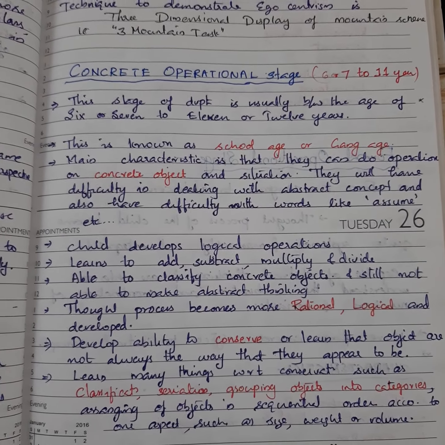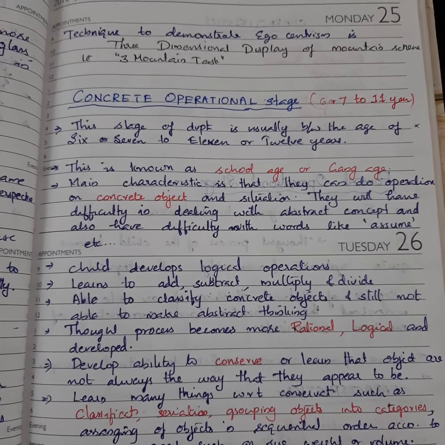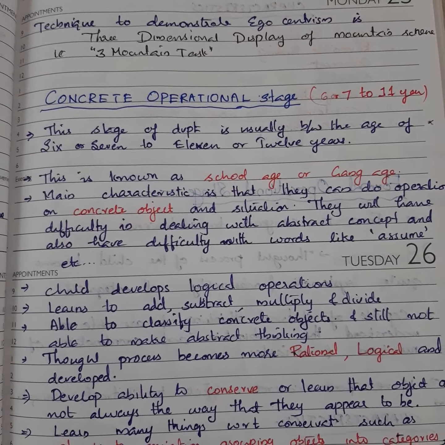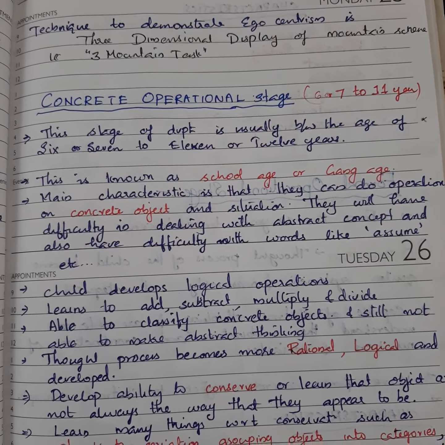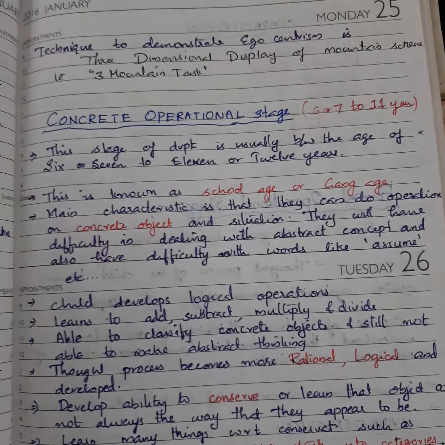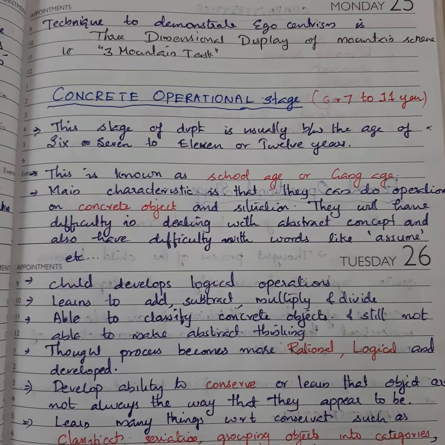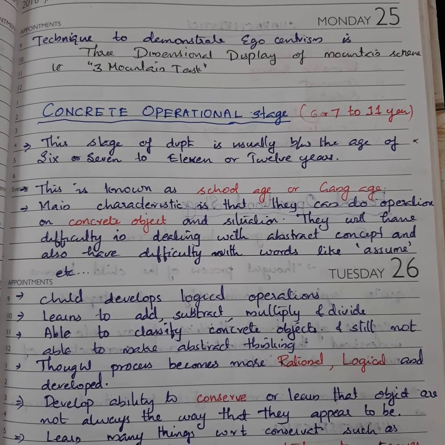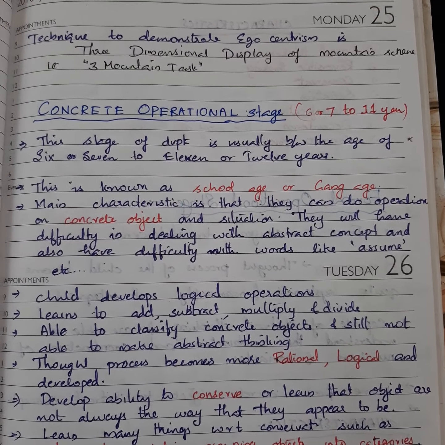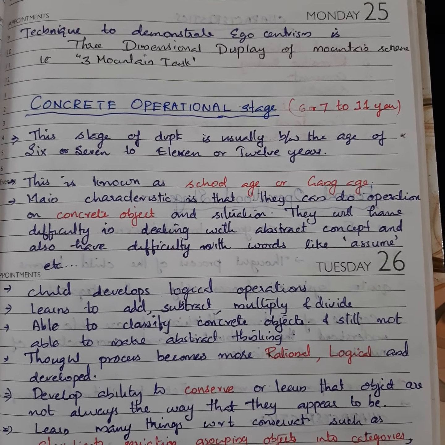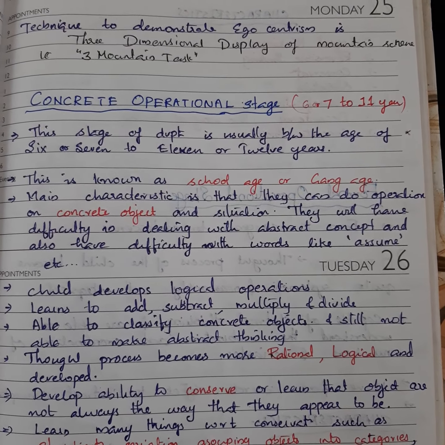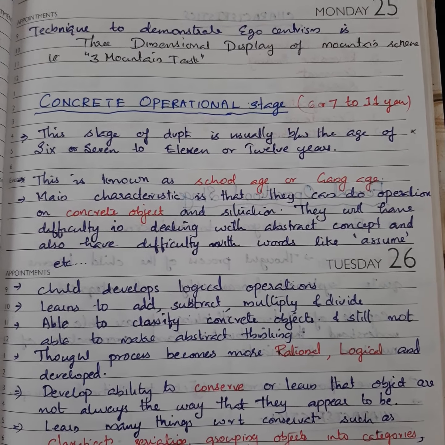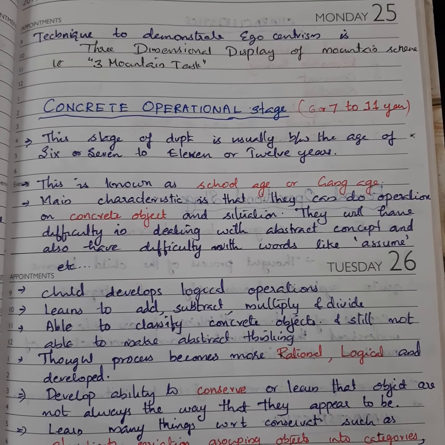Now let's move on to the next stage, that is the concrete operational stage. This stage of development is usually between the ages of 6 or 7 to 11 years or up to 12 years. This stage is known as school age or gang age. The main characteristic is that they can do operations on concrete objects and situations. They will have difficulty in dealing with abstract concepts and also have difficulty with words like assume, etc.